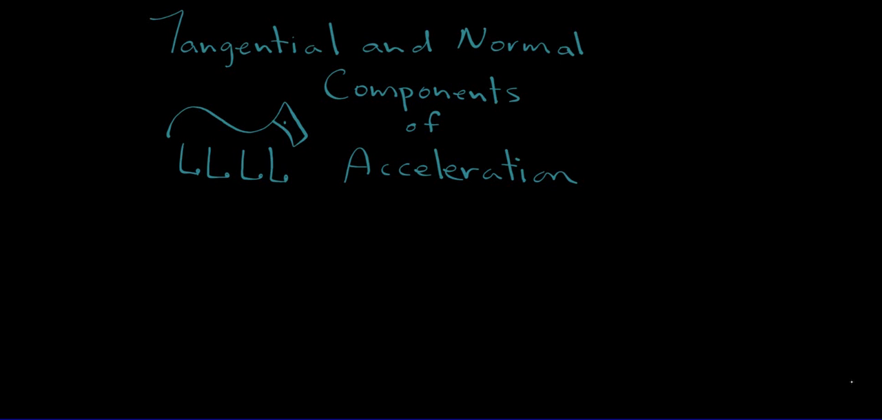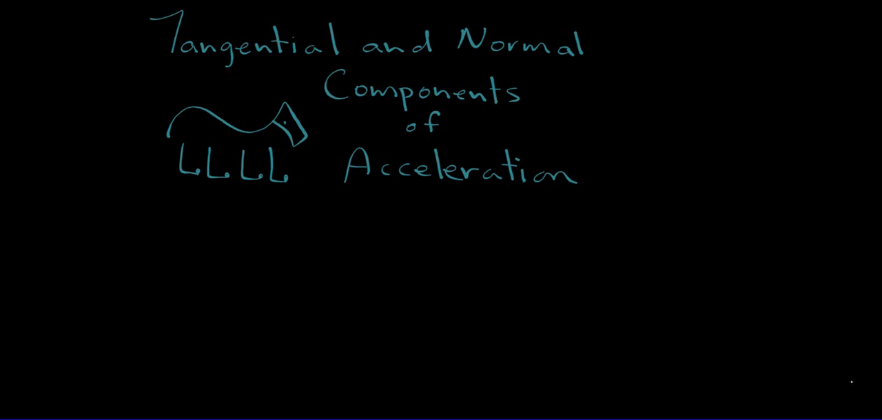Okay, now we're going to build on our discussion of acceleration. And last time we just talked about acceleration. We said derivative of position, and then you differentiate it again, you get derivative of velocity, you get acceleration. Well, now we're going to look at two components of acceleration. One component of acceleration is going to be parallel to the unit tangent vector, and the other is going to be parallel to the unit normal vector.